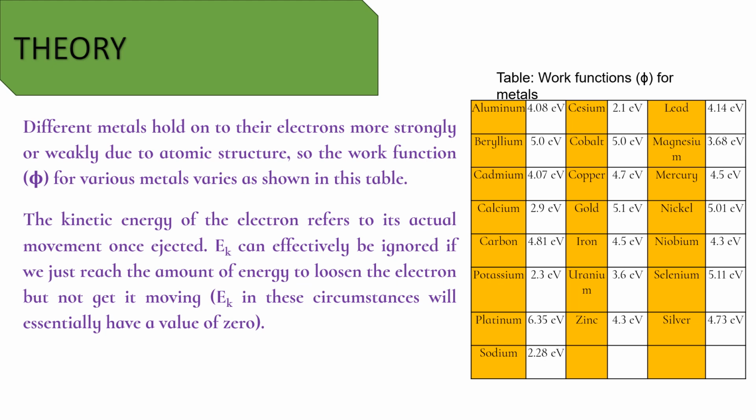Now, the kinetic energy of the electron refers to its actual movement once ejected, and this is represented as E subscript K. It can effectively be ignored if we just reach the amount of energy to lose the electron but not get it moving. Ek in this circumstance will essentially have a value of 0. The idea is this: if you get enough energy to knock the electron off the metal, but the electron is just knocked off, it's not moving, no kinetic energy, the kinetic energy in that situation will become 0. But that energy that knocks it off is the work function of that particular material.